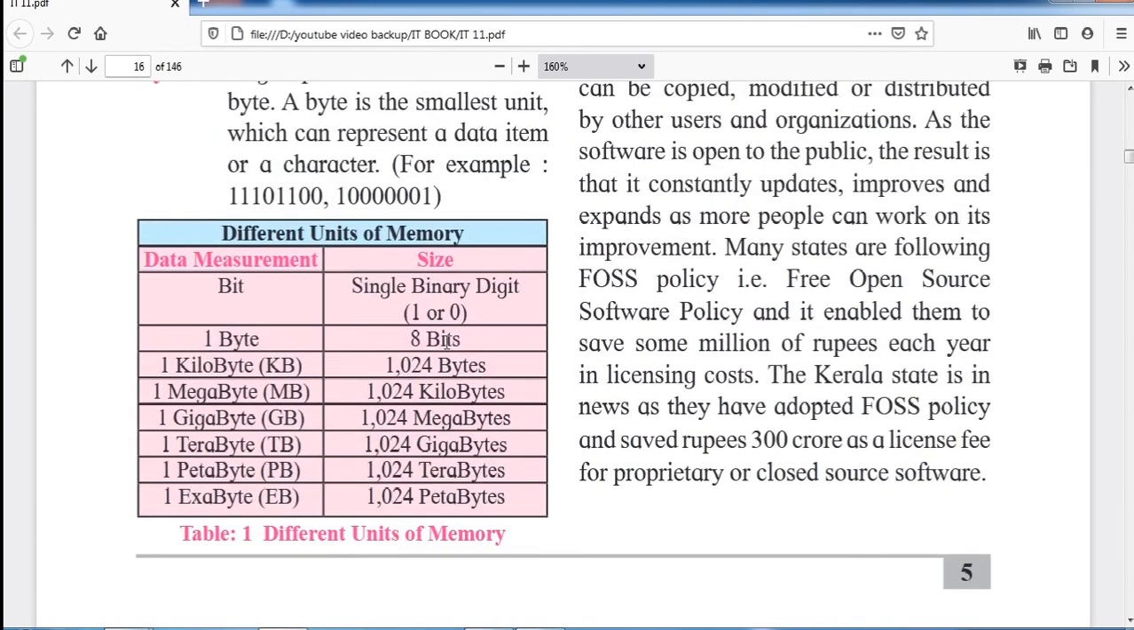We will see further topics in the next lecture. I hope you understand what memory is and what the different units of memory are. You should remember this chart: bit, byte, kilobyte, that is KB, megabyte, that is MB, gigabyte, that is GB, terabyte, that is TB, petabyte, that is PB, and exabyte, that is EB.